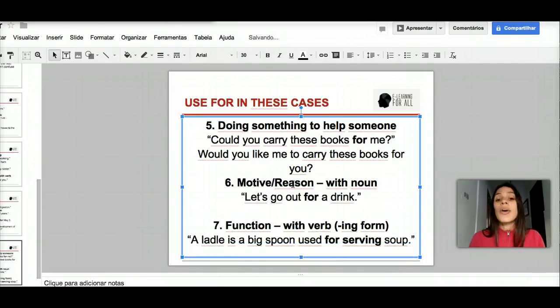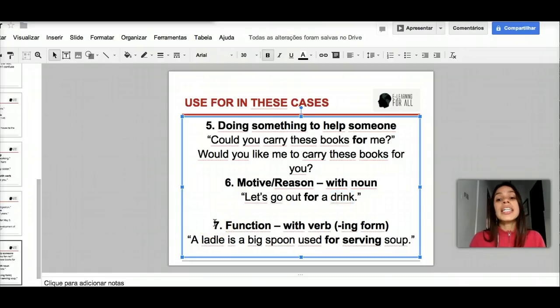Okay. Now, motive or reason with a noun. Pay attention. With the preposition to is motive or reason with a verb. With the preposition for, it's motive or reason with a noun, okay? So, let's go out for a drink. Why are we going out? What is the reason why we are going out? Because we want a drink. Yes? So let's go out for a drink. A drink is a noun and not a verb. Okay?